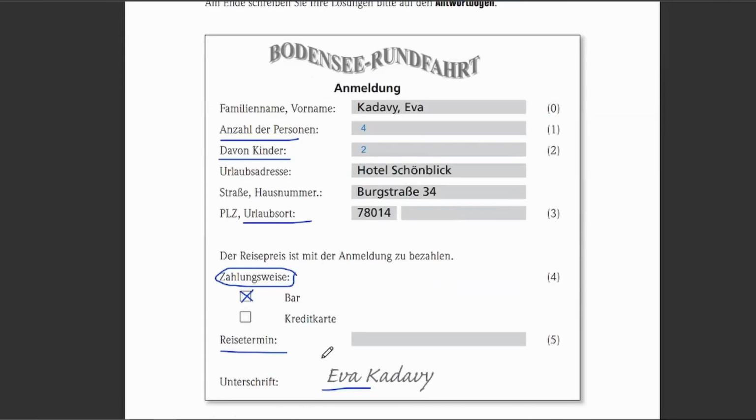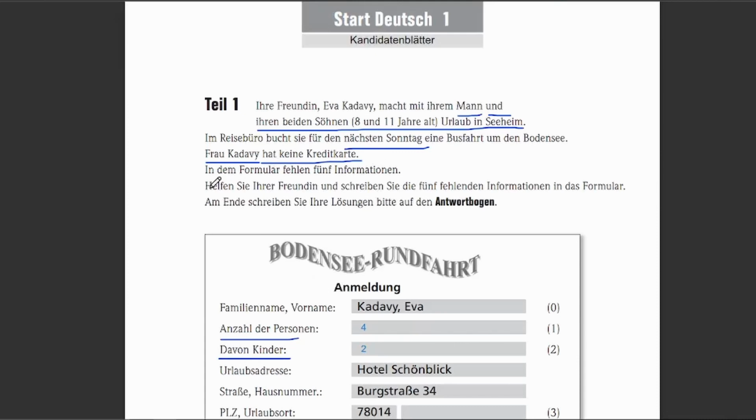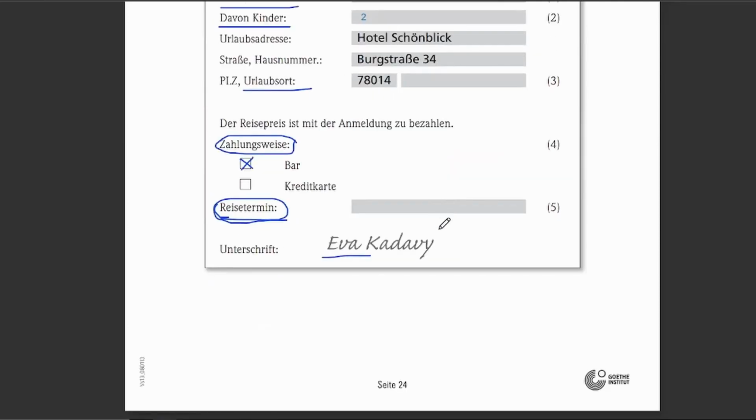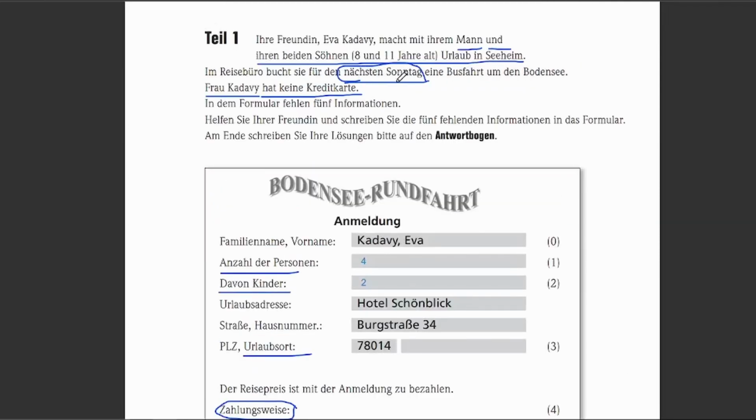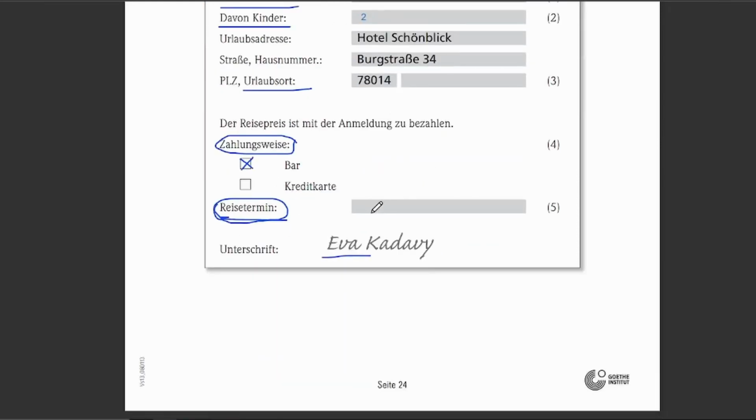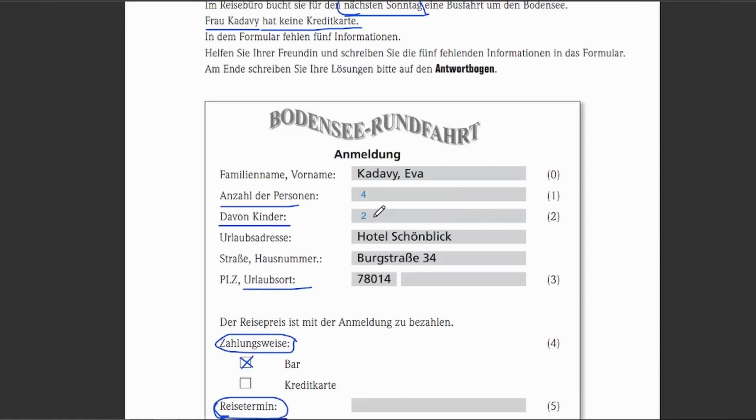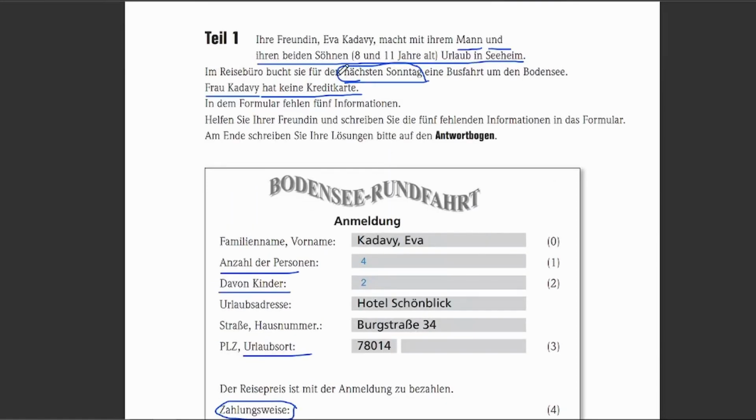so we have to identify next when exactly she or the entire family is going to travel. That we saw already, nächsten Sonntag, but let's read once so that we could find out if there is any other information. In the Formular fehlen 5 Informationen. Okay, they are saying 5 informations are missing. Helfen Sie Ihrer Freundin und schreiben Sie die 5 fehlende Information in das Formular. So it is about writing the 5 answers, no additional information. So you have to write either the date, Datum, from nächsten Sonntag, when is the next Sunday. Either you can find out the date and then write, or you write exactly here nächsten Sonntag.